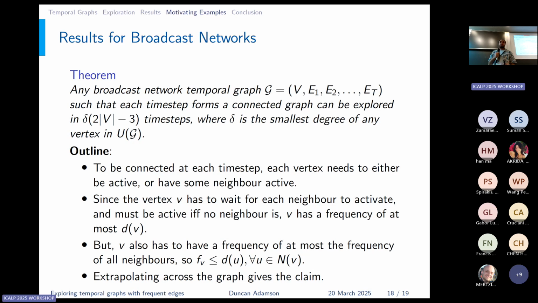But of course, the frequency of those neighbors is also dependent upon their own degree. So if the neighbor view of vertex v is sending messages very frequently, then all of the edges around vertex v have to be activating as frequently. So it actually also has to be less than or equal to the degree of its neighbors. But then each of those neighbors has to be less than or equal to the degree of their neighbors, and so on. And so as we extrapolate across the whole graph, we end up in a state where each vertex has to be as active as whatever the lowest degree vertex is.